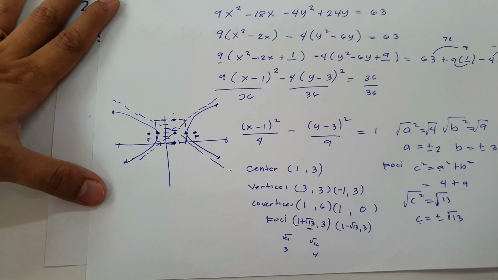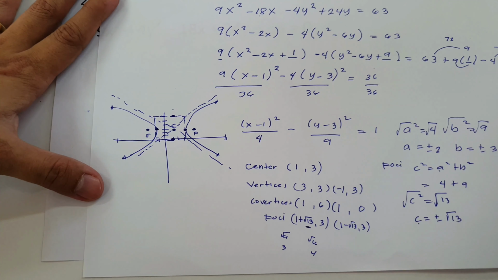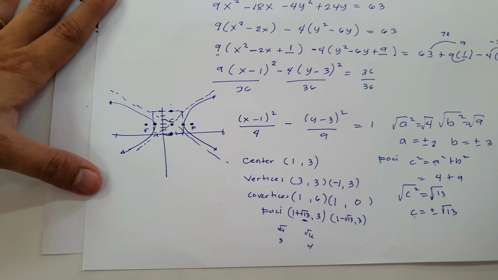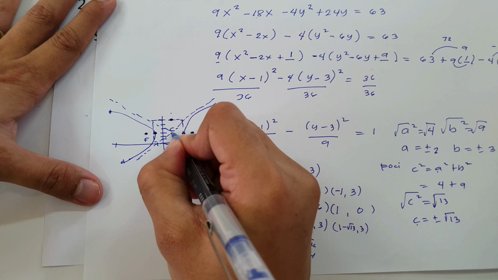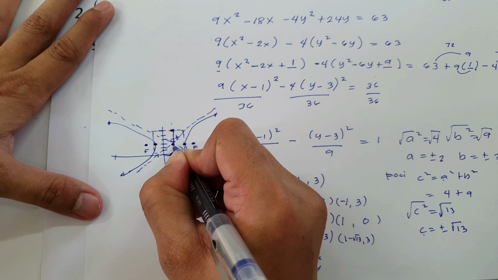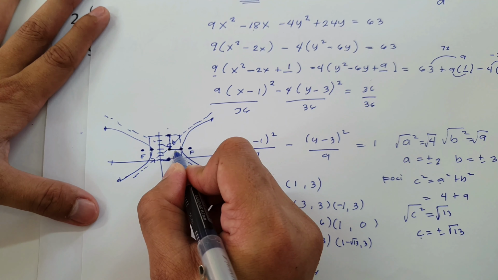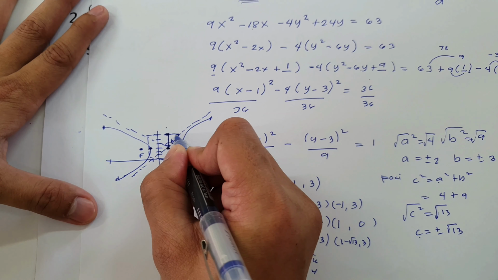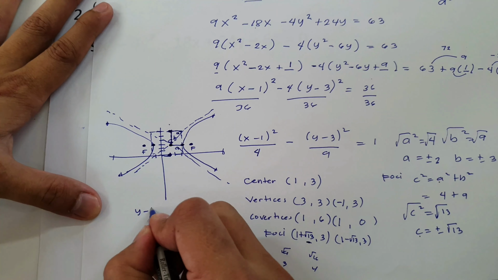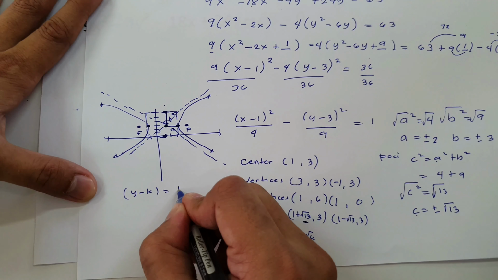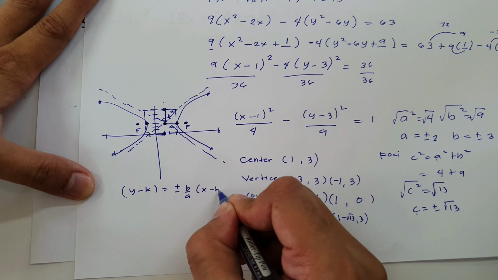Now, let us determine the equation of the asymptotes. Is it a over b or b over a? We are going to use rise over run. Here the rise is the value of b, because the distance between the center and the vertices is always equal to a. So rise over a, or rise over run. Therefore, y minus k equals plus or minus b over a times x minus h.